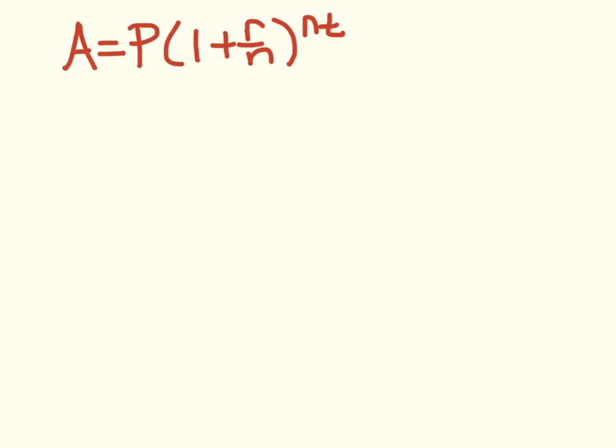And that was with n being the number of times compounded per year. If you look at that closely, the bigger n is, the bigger your amount's going to be. So if I compounded it monthly, I'd get one amount of interest. If I compounded it daily, I'd get a little bit more.